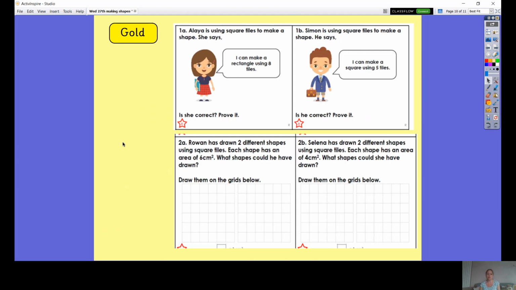And then there's 2 other children who have got some things that they've drawn there, and you have to draw their shapes below. Obviously, you're not going to draw them on the screen. You draw them in your maths book. And if you write 1A, 1B, 2A, 2B, then that makes it nice and easy. And then if you want to have a look at platinum, I'm going to move on to that in a second.